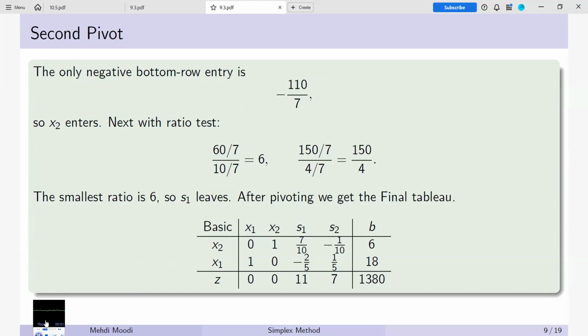We are not done yet because the bottom row still has a negative entry. So we do another pivot. This time x2 enters, s1 leaves, and the new Tableau turns out to be final.